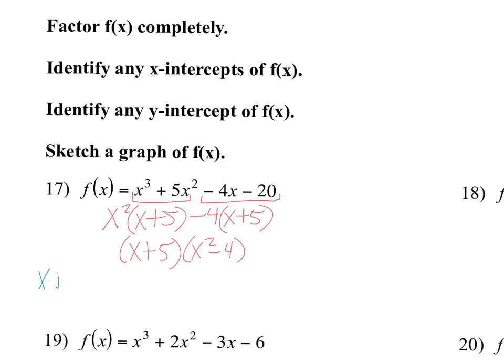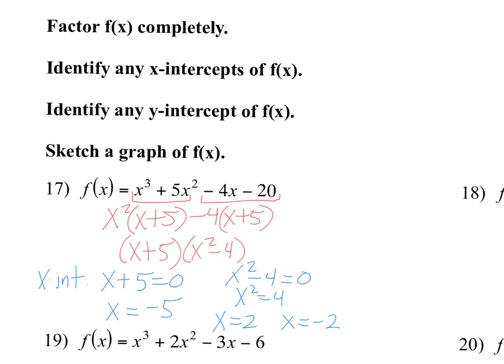X-intercepts, I've got to set both of these equal to 0. So we can do x plus 5 equals 0. We get an x-intercept of negative 5. We get x squared minus 4 equals 0. I can add 4 to both sides. I can take the square root and I get x equals 2 and x equals negative 2.